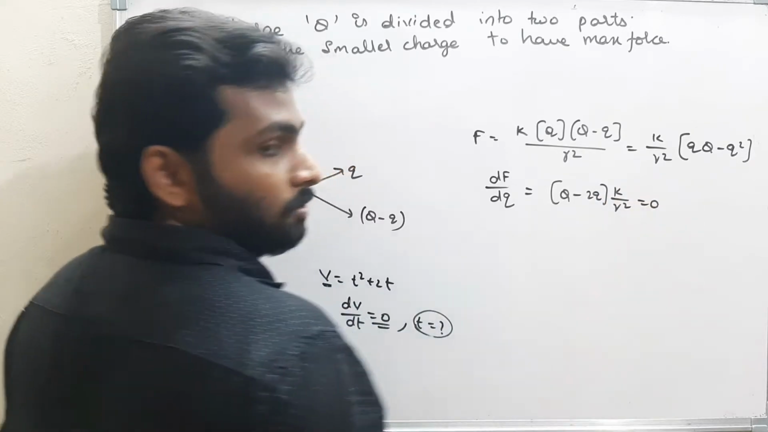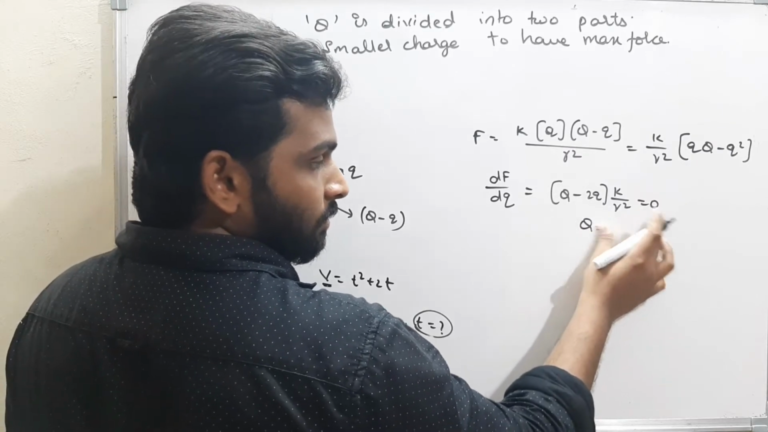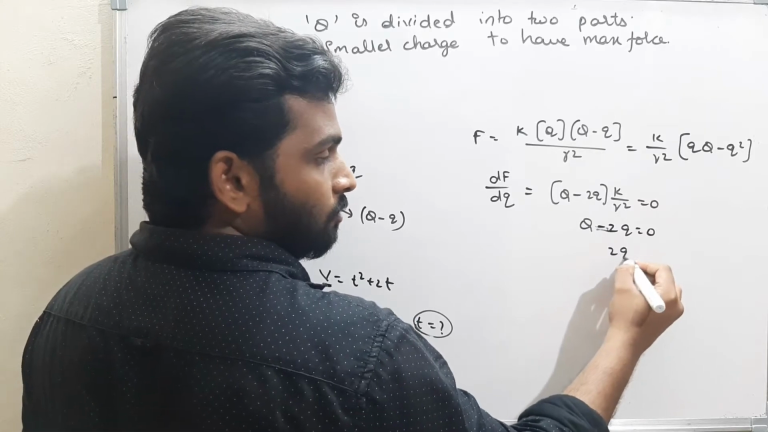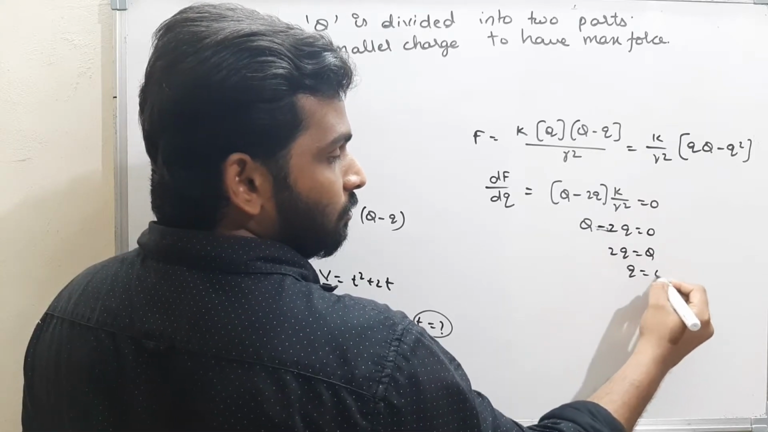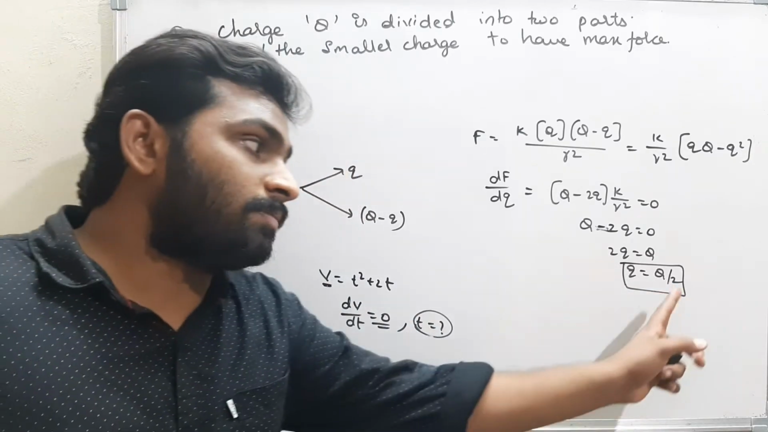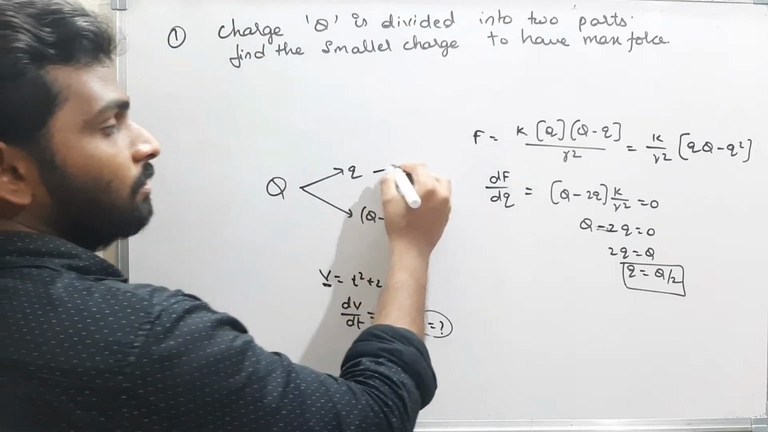Now keep it equal to 0. Therefore what will you get? Capital Q minus 2q is equal to 0. Therefore 2q is equal to capital Q. Therefore q is equal to capital Q by 2. That means at this charge the force is maximum. Therefore, it is Q by 2.